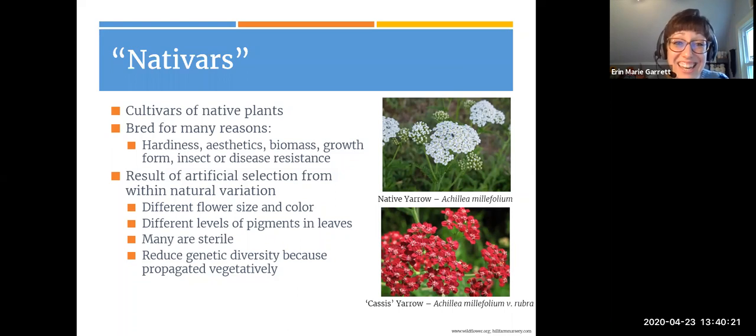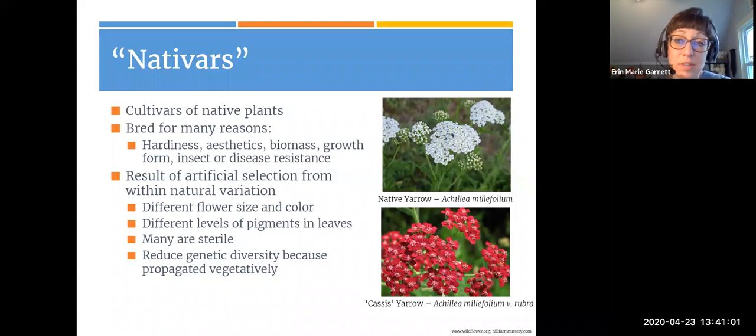You can tell that it's a cultivar because it has kind of a catchy name oftentimes. It's usually printed in single parentheses. That's one way you can tell the difference. And they're bred for many different reasons, okay? To improve the hardiness of the plant, change the aesthetics, change its growth form, make them insect or disease resistant. Now, if we want it to act as a host plant, we don't necessarily want it to be insect resistant if we want some of those leaves to be eaten, right?